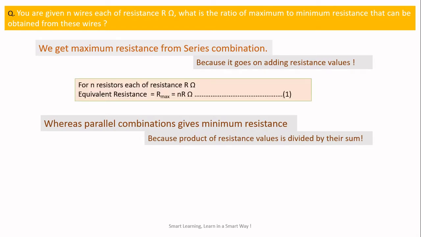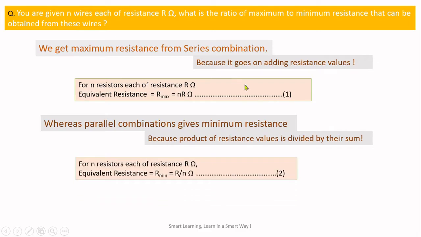So for n resistors, each of resistance R ohm, equivalent resistance in series combination is maximum. So R max is equal to n times R ohm. This is equation 1 as we have considered before. And in parallel combination of n resistors, each of resistance R ohm, equivalent resistance R minimum is equal to R by n ohm, and we call it equation number 2 as well.